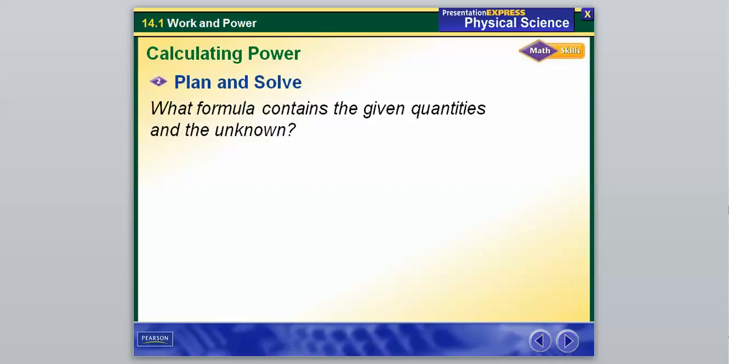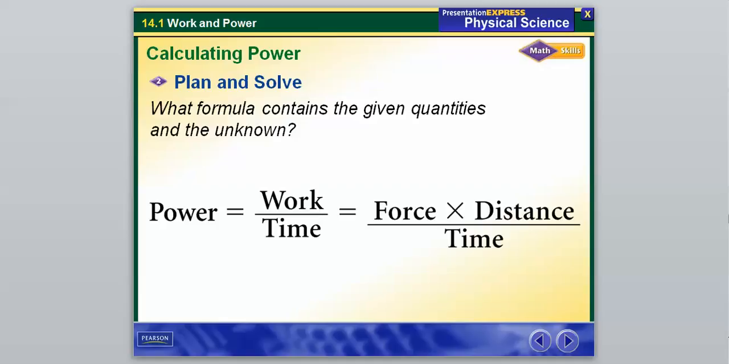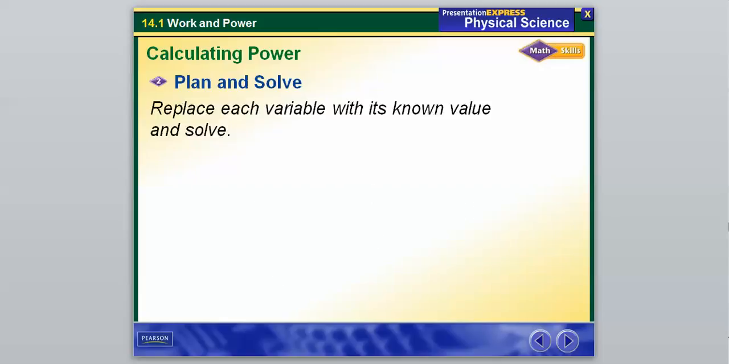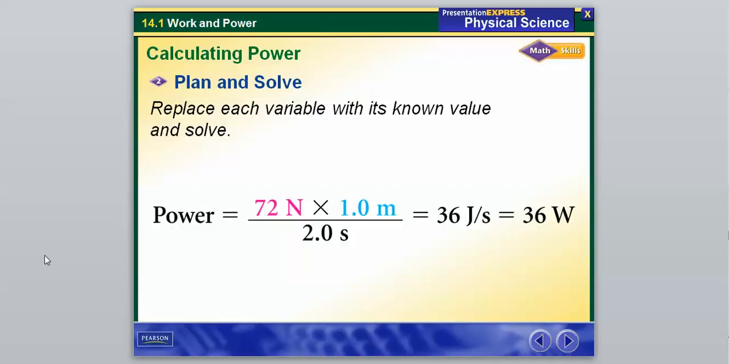So what formulas are we going to need that contains our given quantities and our unknown? So we have our power equals work over time, and then remember, work, going back to 2 videos ago, equals force times distance. So we can substitute force times distance in for work because that's exactly what work equals. So now we can plug everything in. We have 72 is our force, 1 meter is our distance, 2.0 seconds is our time.